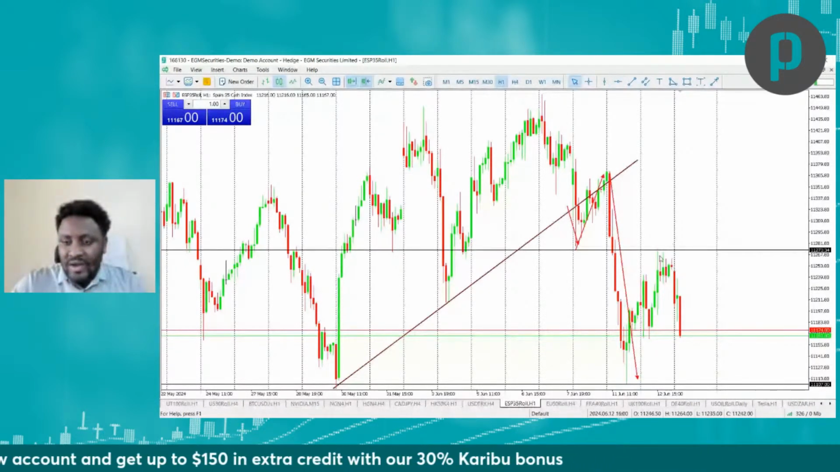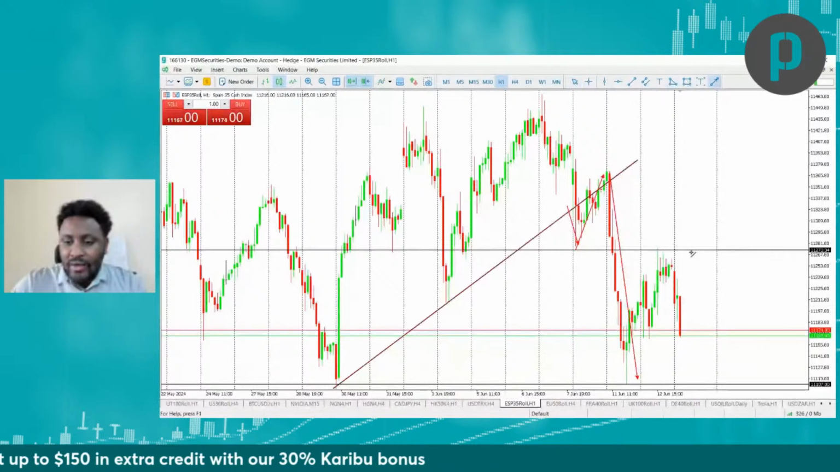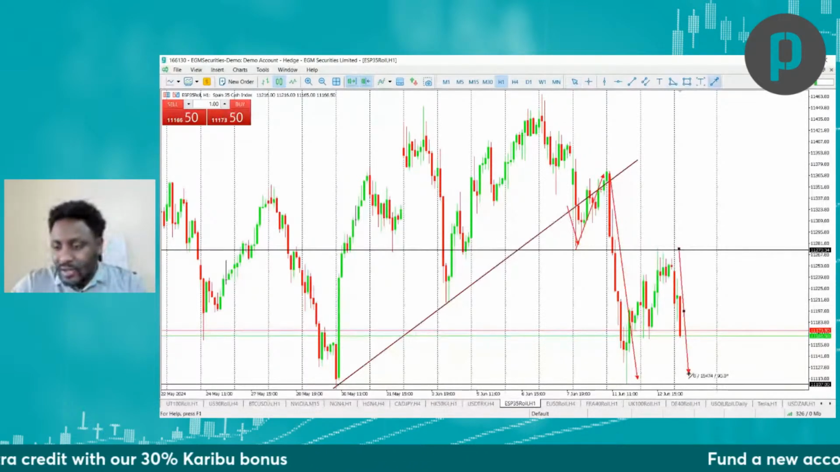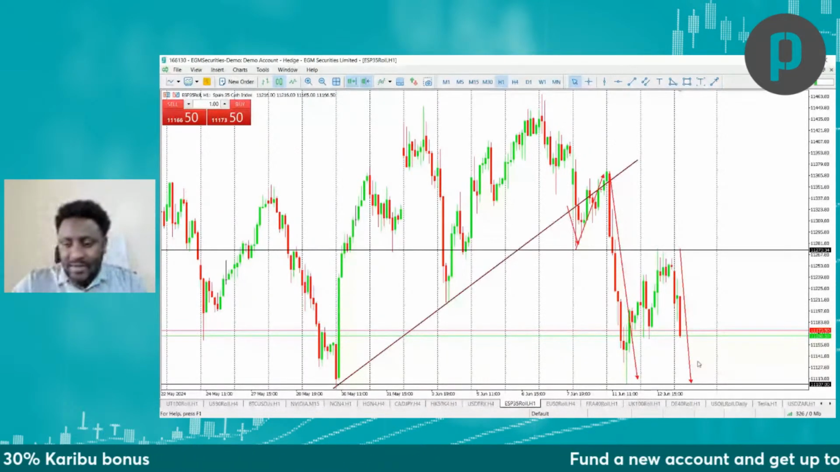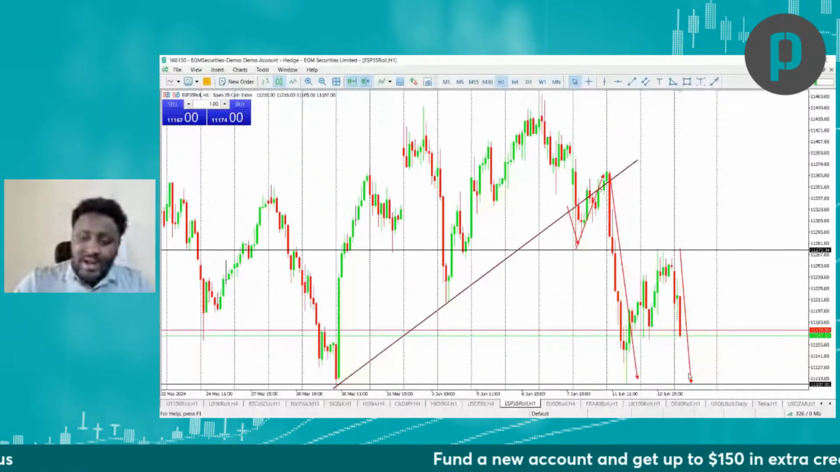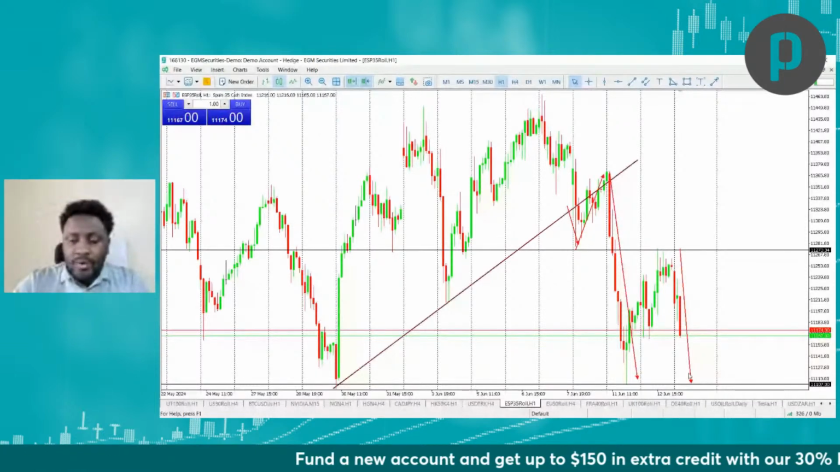Of course, the immediate target becomes the weekly low, which is 11,107. So this seems like a likely area to explore for opportunities for the day.